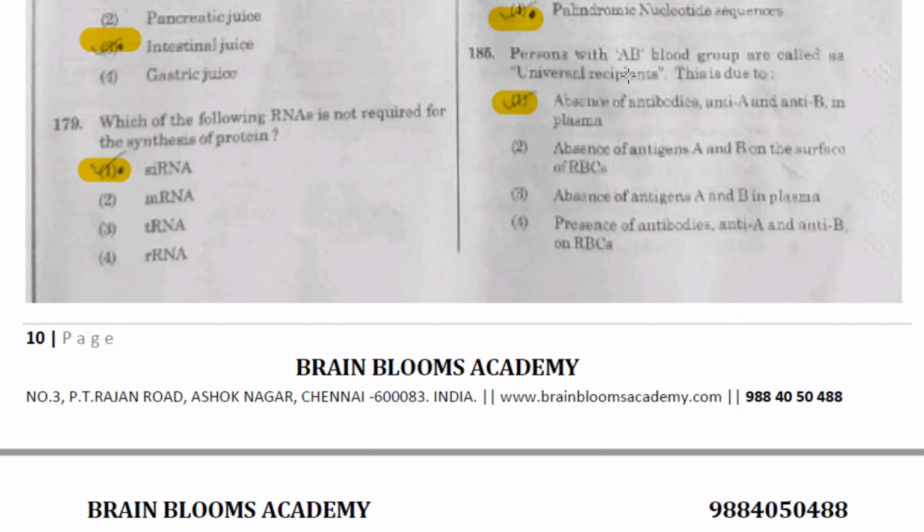Okay, so they must have both antigen A and B. There is no antibody, anti-A and anti-B. So the presence they have not given. So this is the option. Absence of antibodies, anti-A and anti-B. This is the option.